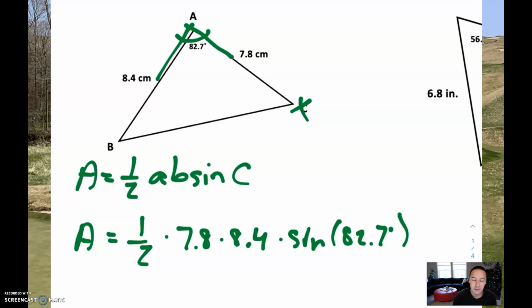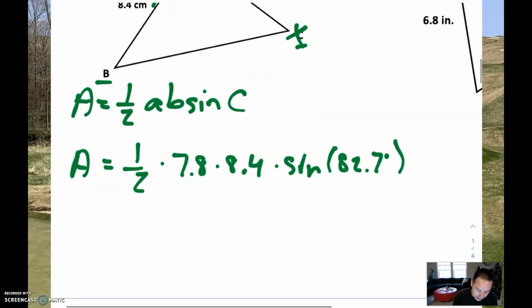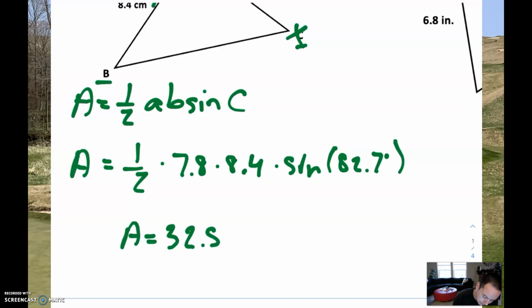Whoever invented this formula didn't care about where your letters A, B, and C were in the picture. C, remember, that's the included angle. That's the angle that you were looking at. So we're going to take 1/2 and multiply it by all of those things over there and just punch it in a calculator. Make sure you're in degree mode once again. And we get an area of 32.5 centimeters squared.